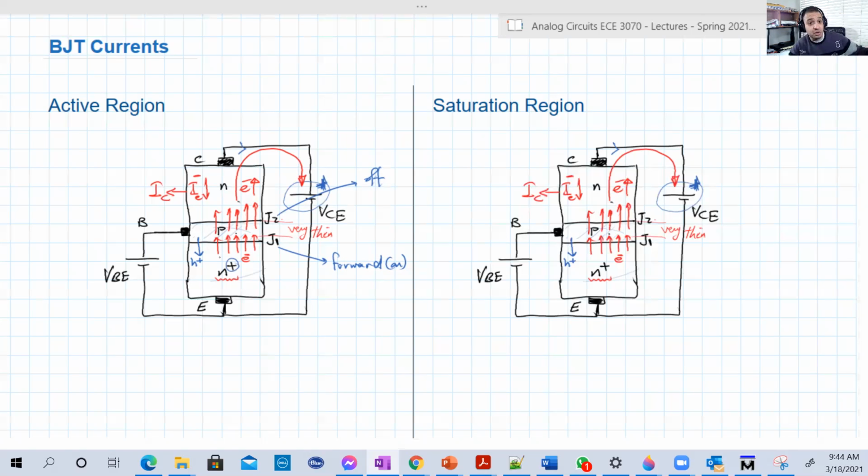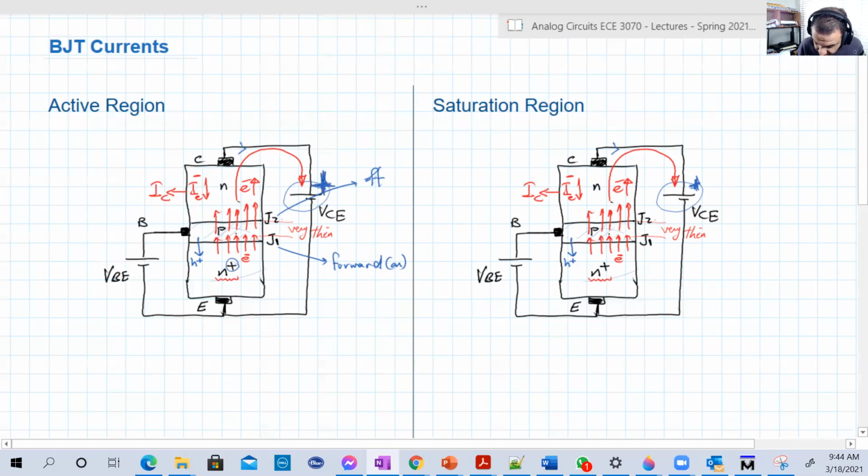We said that G2 is off, so there is no charge exchange between the base and the collector. This situation is like injecting electrons into a reverse or off junction, which is G2. These injected electrons will just flow, because there is a positive terminal here, of the VCE battery.